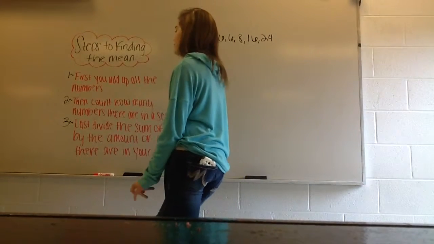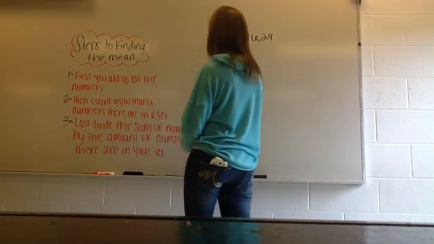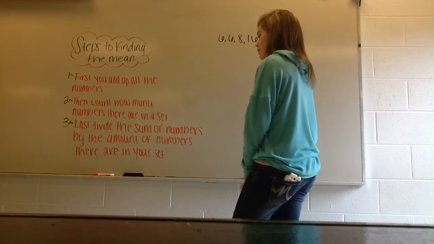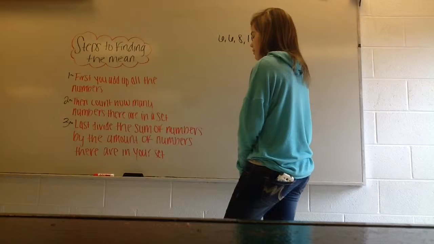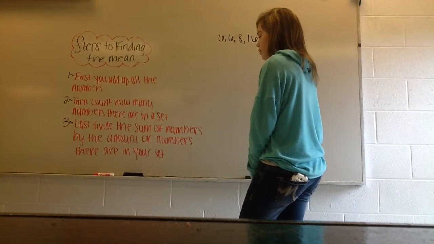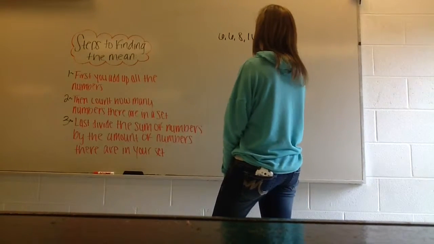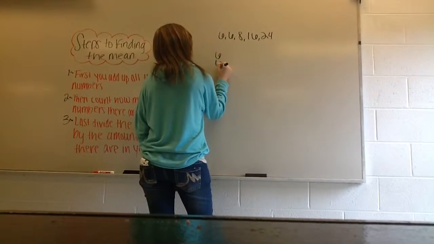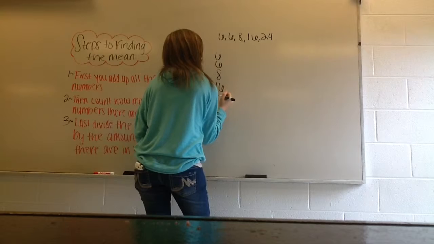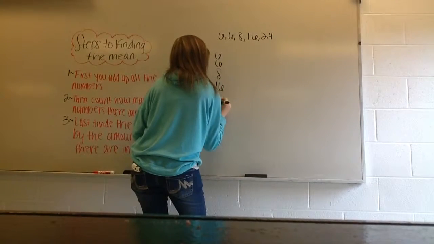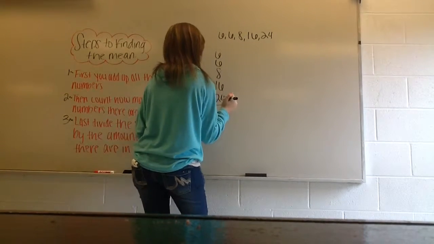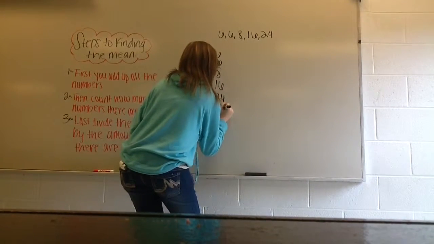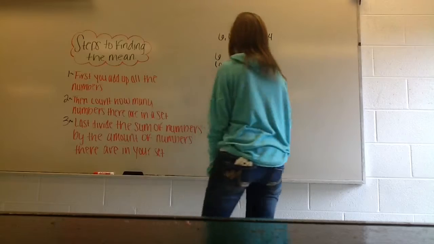Steps to finding the mean. First, you add up all the numbers. Second, you count how many numbers there are in a set. And last, divide the sum of numbers by the amount of numbers there are in your set. So first, we're going to add up all of our numbers, which is 6, 6, 8, 16, and 24, and that's going to equal 60.